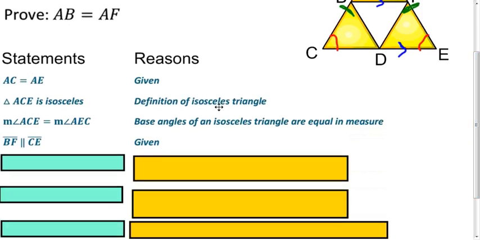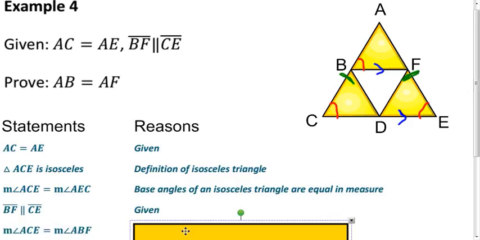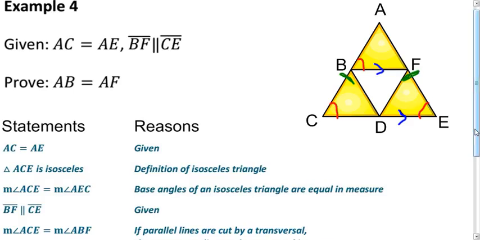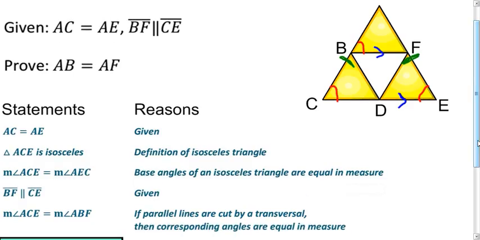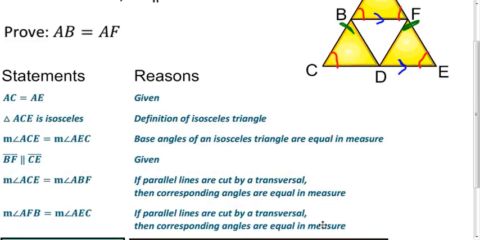So think about what types of angle pairs we have. So we know that segment BF is parallel to segment CE. And now what can we say about angles ABF and ACE? We know that these are congruent because they're corresponding angles. So since the lines are parallel, the corresponding angles are congruent or equal in measure. And we can make the same argument over here with angle AFB. So all those angles marked in red are congruent.